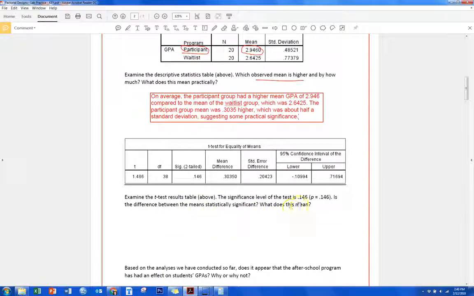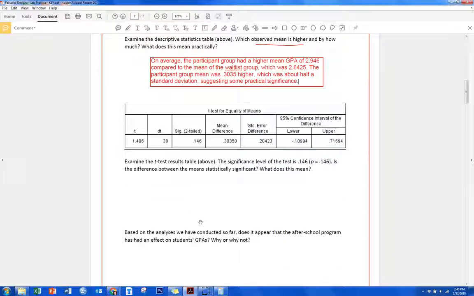The significance level is 0.146. So in other words, p equals 0.146. Is the difference statistically significant? And what does this mean? So here's our test statistic, and then here is our p-value. Now, in order to be statistically significant, p must be less than 0.05, right? P must be less than 0.05 in order to have statistical significance.